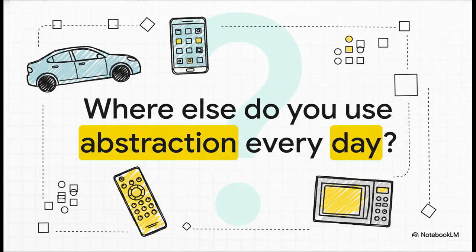So, I'll just leave you with this thought. We talked about cars, but what about the remote for your TV? The buttons on your microwave? All the apps on your phone? The entire modern world is built on layers and layers of abstraction. Once you start to see the pattern, I guarantee you'll start seeing it absolutely everywhere.